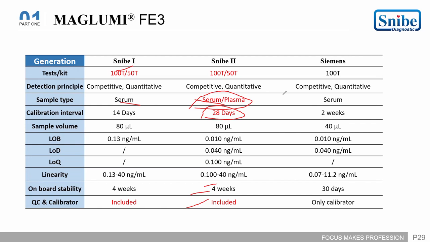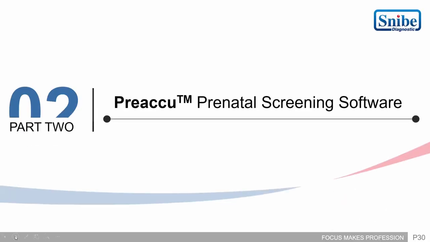Calibrators and controls are available. Only for free estriol is Siemens providing a solution, and their calibration stability is just 2 weeks as compared to our 28 days. Their sample type is only serum, but we are providing both serum and plasma, and they provide only calibrators with it. Controls need to be purchased for this free estriol assay from the Siemens platform. So this is the apple-to-apple comparison between the other competitors and the SNIBE product.